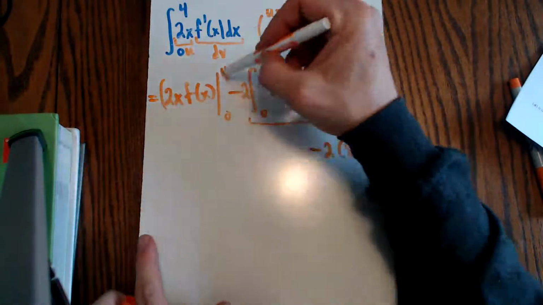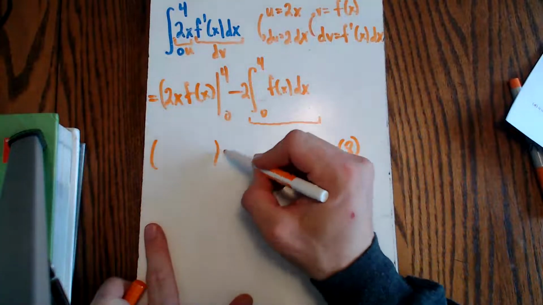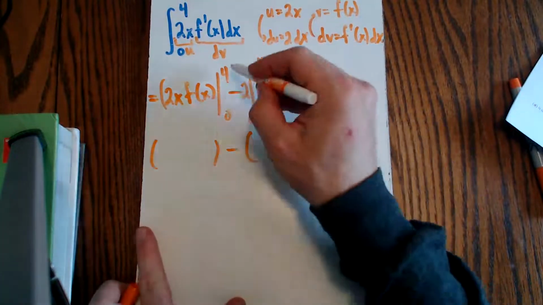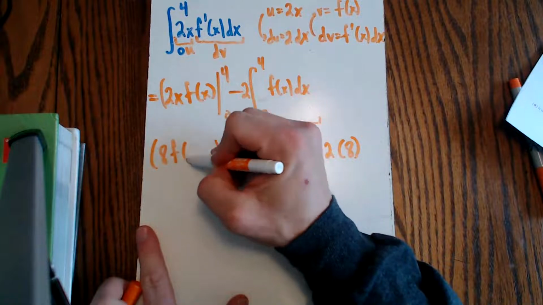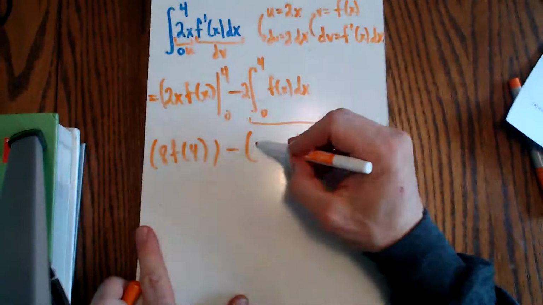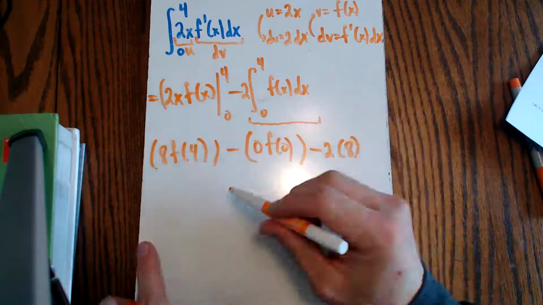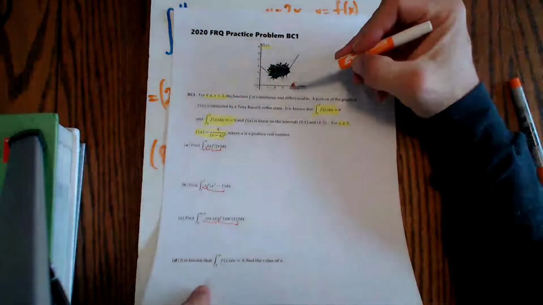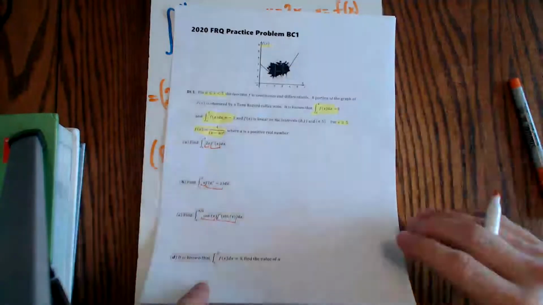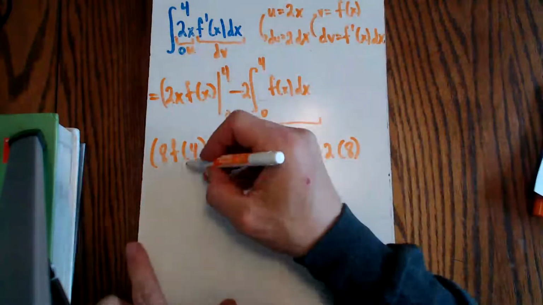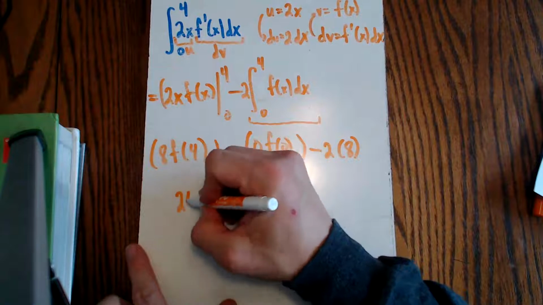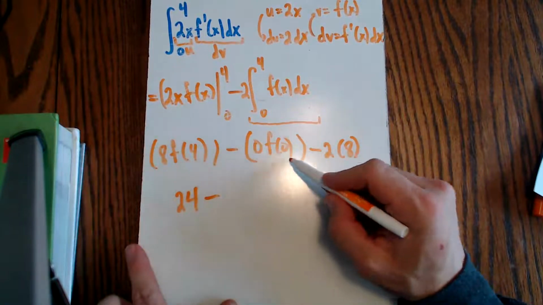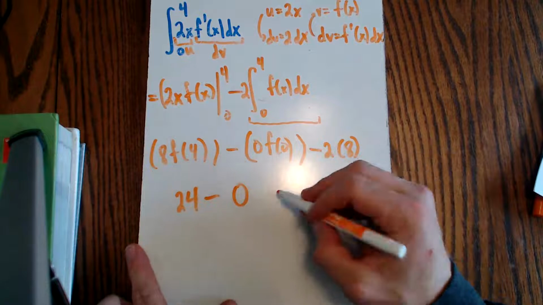All right, so this part we still have to do, which is going to be a plug in, subtract. So plug in 4, that makes 8 f of 4. Plug in 0, that makes 0 times f of 0. Hopefully we can judge f of 4 from the graph, and you can. That's the point (4, 3). It's unobscured. So f of 4 is 3. 8 times 3 makes 24, minus... it doesn't matter what f of 0 is, 0 times that will make 0.